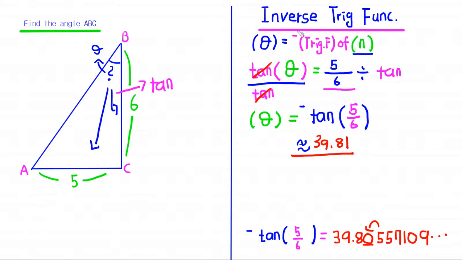We used the inverse function to apply the equations for this right triangle in order to solve for this angle. This was tangent, and we used the inverse trigonometric function, and the answer was 39.81. So I'll write this down. The angle B, or ABC, is approximately 39.81. And we're done.